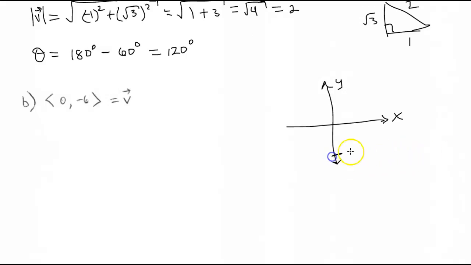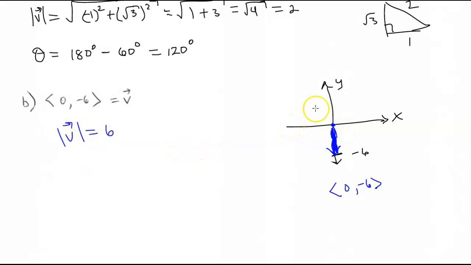So if I'm here, and let me switch colors here. If we had this vector going down like this, then of course this is the vector 0, minus 6. And of course the length of that vector is 6. So we know from here the length of this vector is 6 just by looking at it.